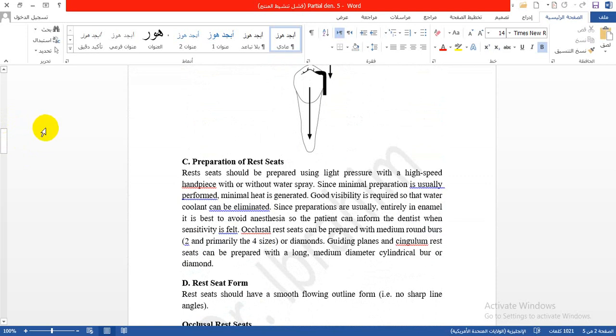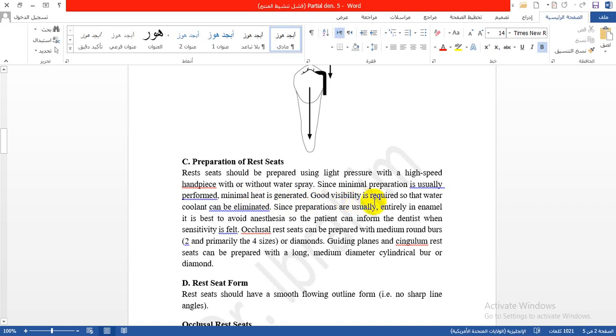Preparation of the rest seat. The rest seat should be prepared using light pressure with a high speed handpiece, the turbine, with or without water spray. Since minimal preparation is usually performed, minimal heat is generated. It is preferable to use water, since the turbine works with water anyway.